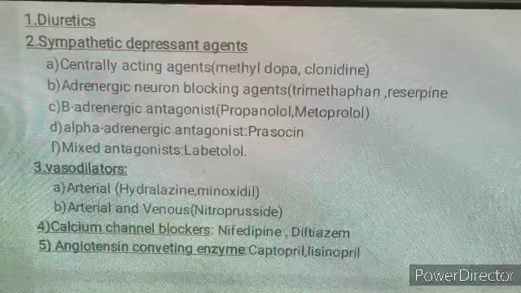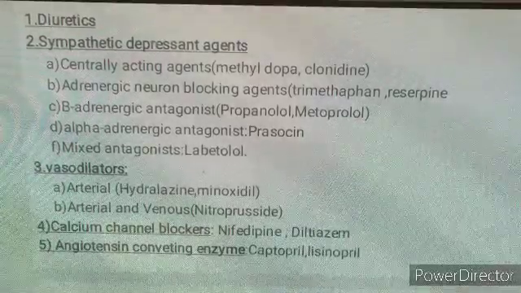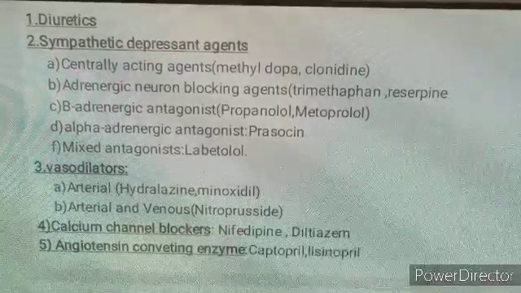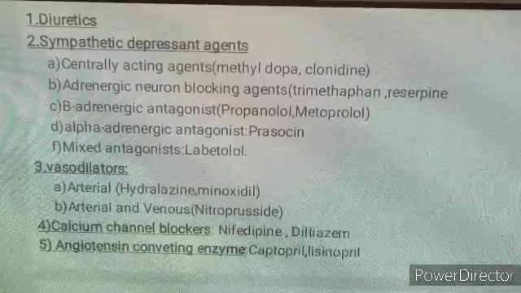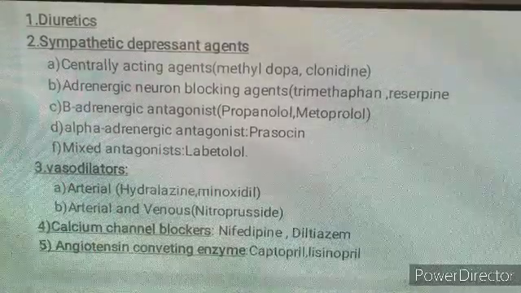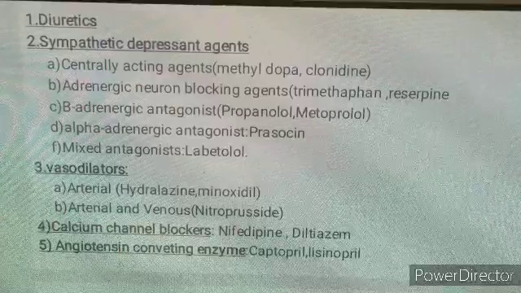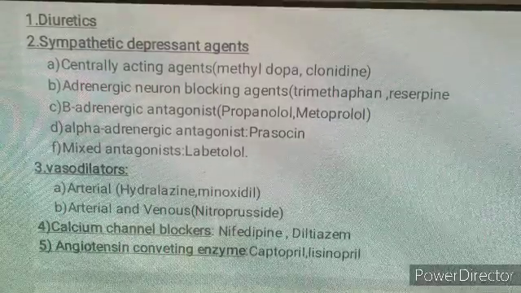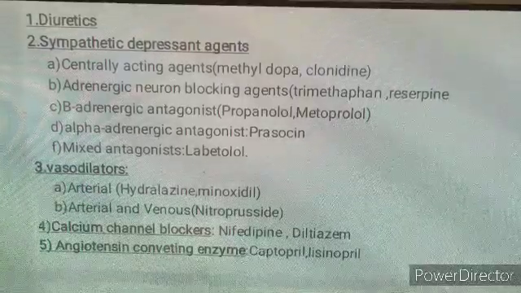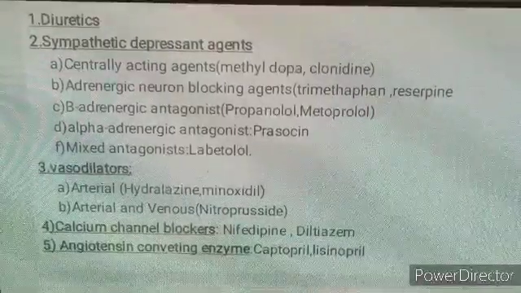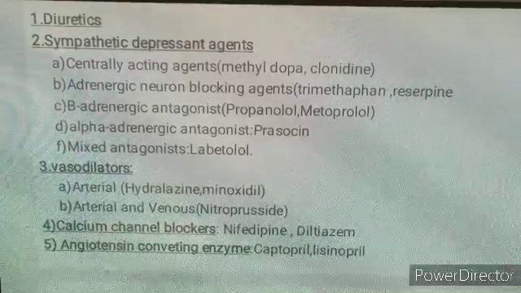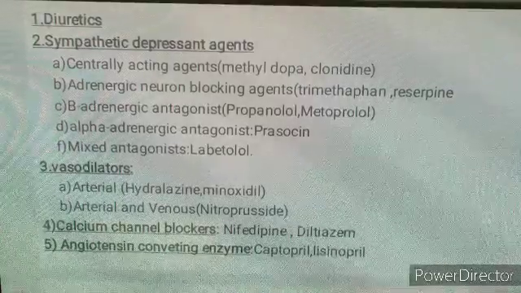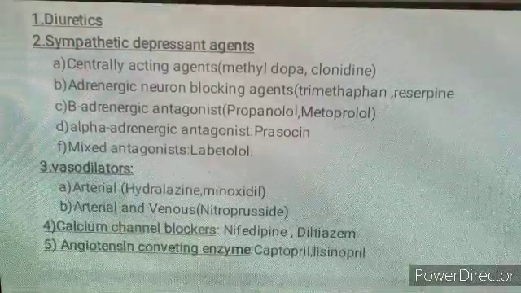So they inhibit the beta 1 adrenergic receptors, and that is how they cause hypotension. Then we have alpha adrenergic antagonists like prazosin. Prazosin is an alpha 1 adrenergic blocking agent. Drugs like this act by reducing arterial pressure by dilating both resistance and capacitance vessels. And then we have mixed antagonists like labetalol. They have both beta blocking as well as vasodilating effects and hence are useful in hypertension.